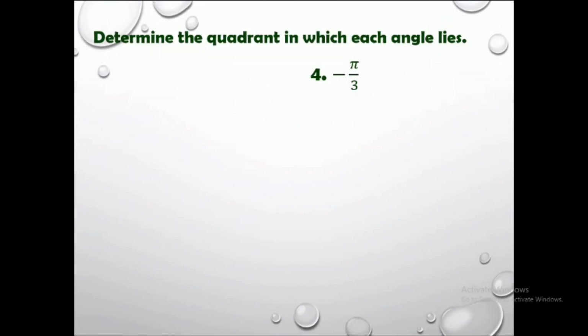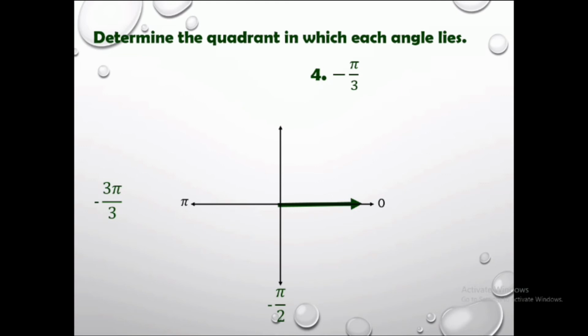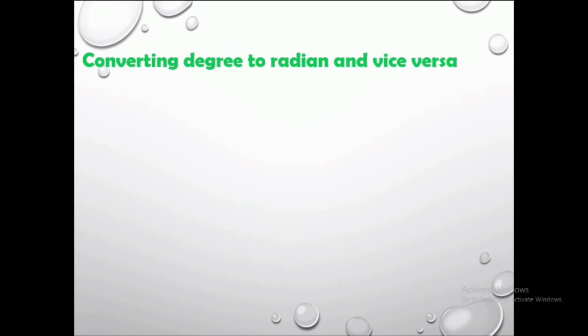Fourth example, negative pi over 3. The direction of the terminal side from the initial side is clockwise. And negative pi over 3 is between 0 and negative pi over 2. Therefore, the negative pi over 3 lies in the fourth quadrant.